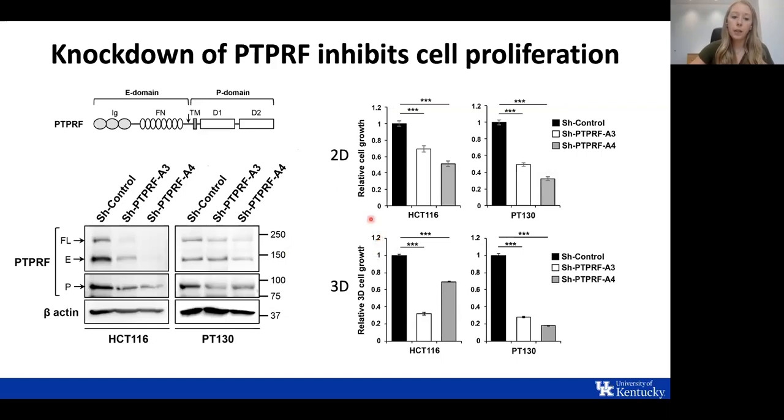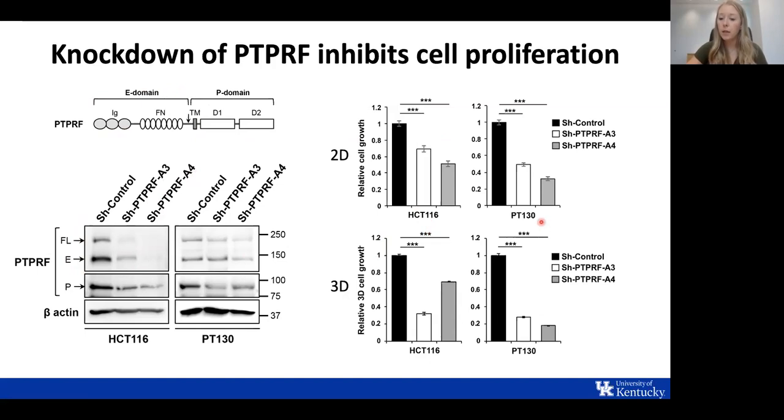growth. And so this diagram of PTPRF is to better help explain the 3 bands on the Western blot. We have the full-length protein, the extracellular domain, and the P domain shown here. Using a lentiviral-mediated knockdown of PTPRF, using 2 different targeting sequences, we see that the knockdown of PTPRF was achieved.